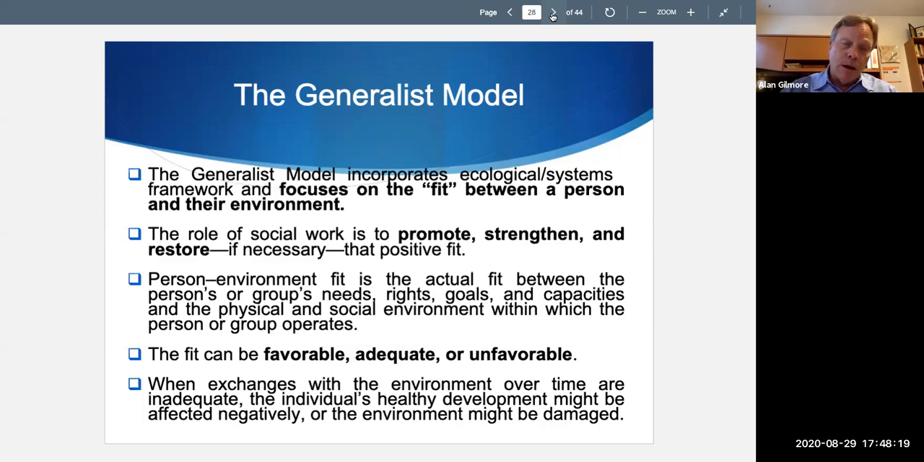So what you're striving for, or what you can identify, is the fact that the fit of the environment may be favorable. Obviously, that would be preferable. It may be adequate, meaning it's meeting some of the client's needs, or it could be unfavorable, it's not meeting any of the client's needs. And when exchanges with the environment over time are inadequate, the individual's healthy development may be affected negatively, or the environment might be damaged. Again, something that we're seeing in terms of some of the activities that are happening within our country currently right now.